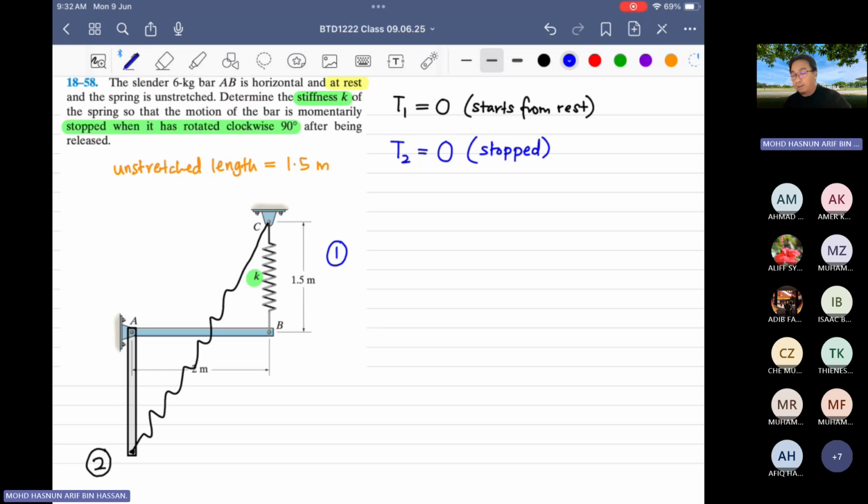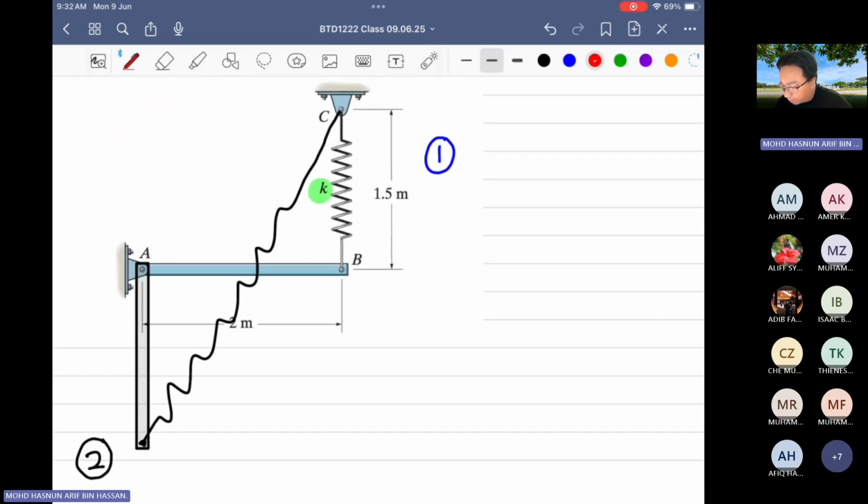But we are not concerned about it turning back. We want to know its condition at position 1 and also position number 2. So both T1 and T2 are 0 in this case. Now we need to calculate the work done by other forces. If we draw the free body diagram, focusing here, this is the center of gravity. You will have mg here, and point G is moving down. So definitely you will have work done by the weight.